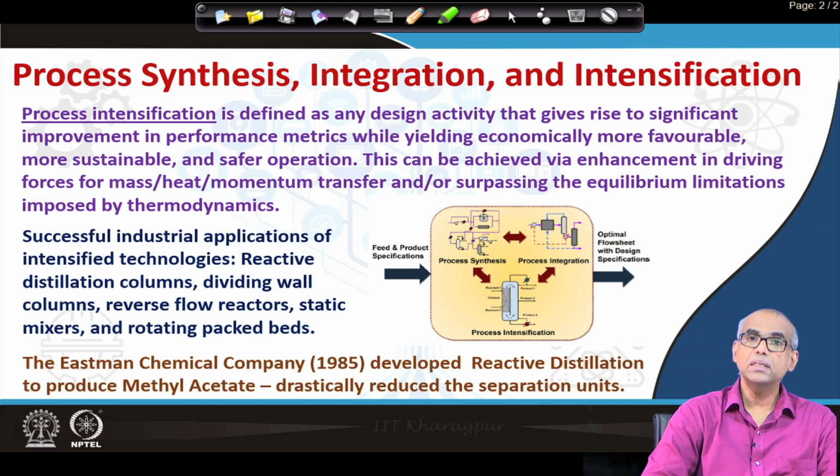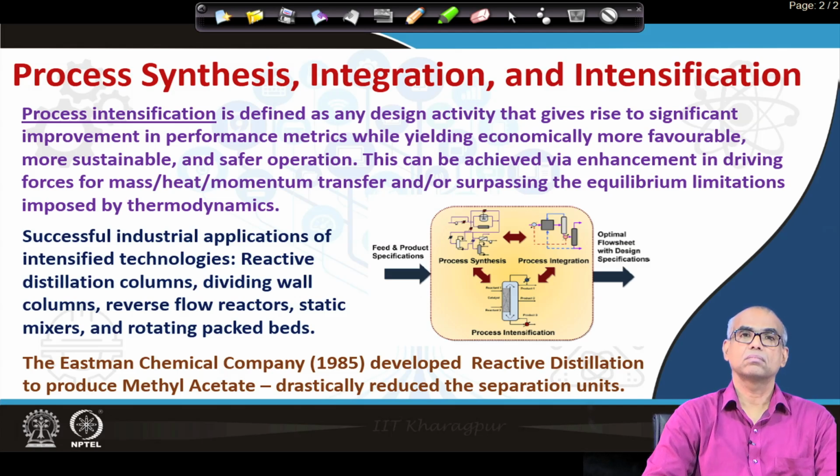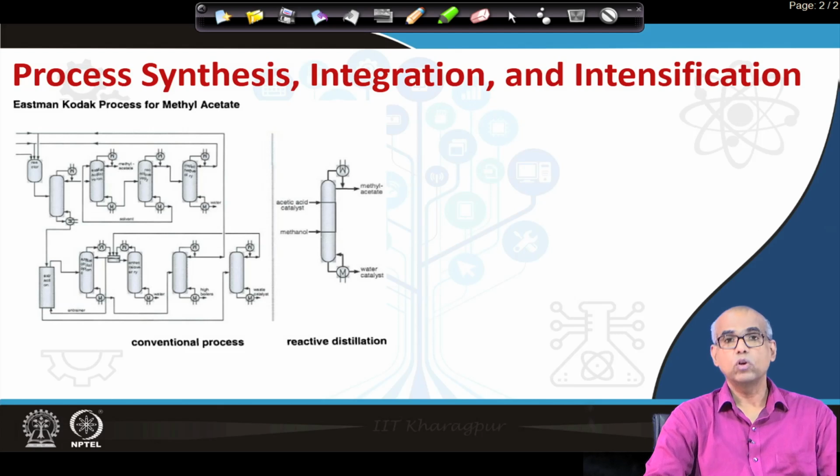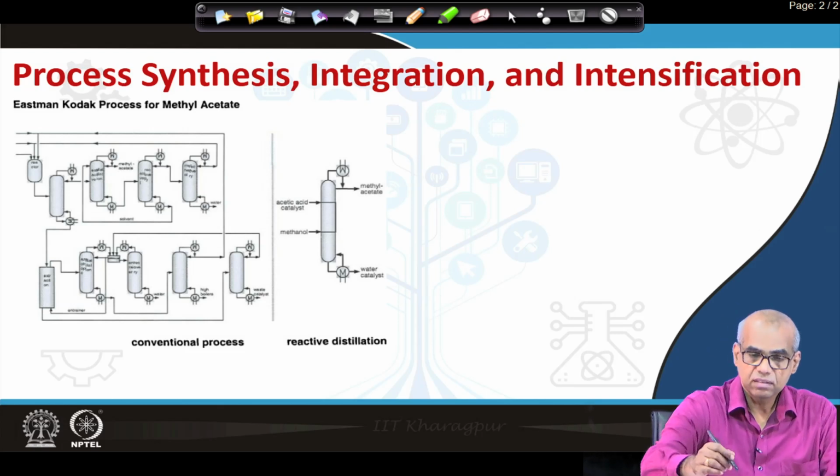The Eastman Chemical Company in 1985 developed reactive distillation to produce methyl acetate. The conventional production of methyl acetate used several distillation columns as separation systems, whereas the Eastman Chemical Company's reactive distillation strategy drastically reduced the separation units. It will be clear if you look at this diagram.